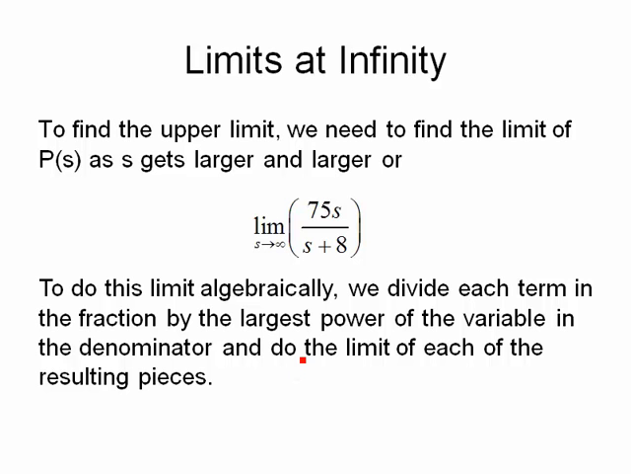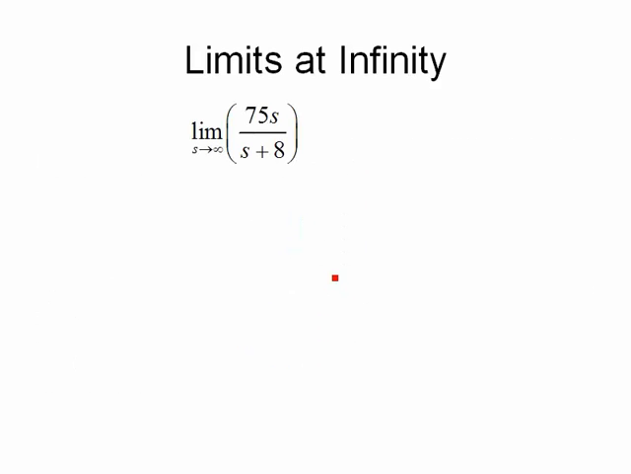But to do this limit algebraically, we're going to divide each term in this fraction by the largest power of the variable in the denominator and do the limit of all the resulting pieces. The largest power of the variable in the denominator is 1, so I'm going to divide each one of these 3 pieces by s to the 1. I'm going to take the limit as s approaches infinity of 75s over s, s over s, and 8 over s. Since I'm dividing everything by exactly the same thing, I'm essentially dividing by 1.